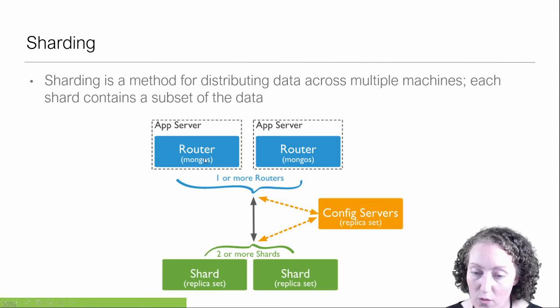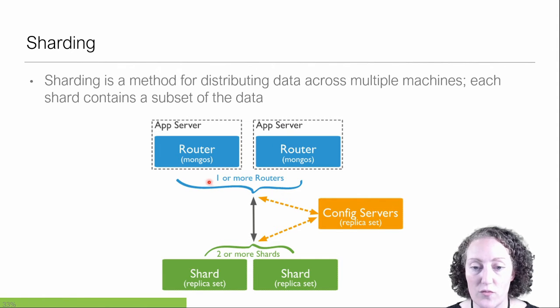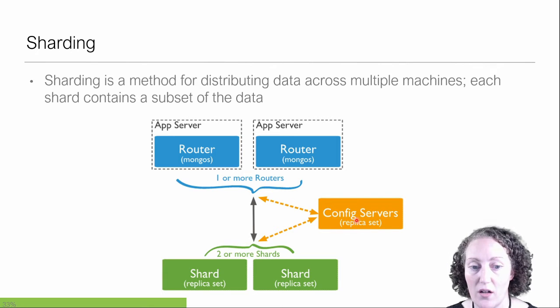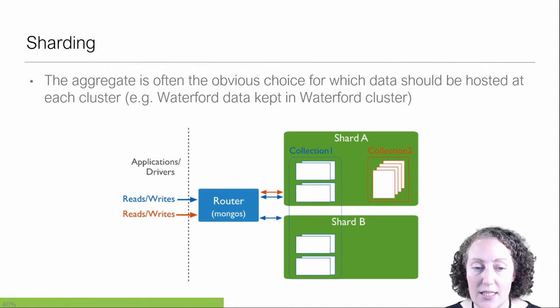Then we'd have one or more routers. The routers would manage data requests coming from whatever applications, and route them to the shards where that data is held. There are also configuration servers involved in terms of using replication, which we'll talk about in a second. Okay, so this is the overall structure of it. And an example then might look something like this.